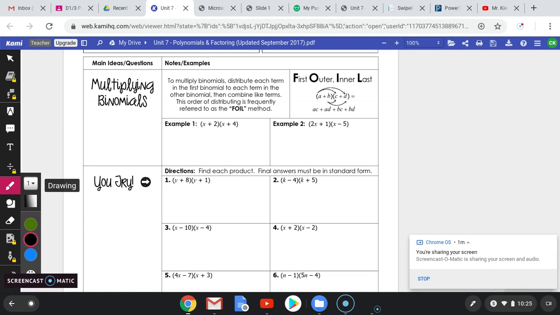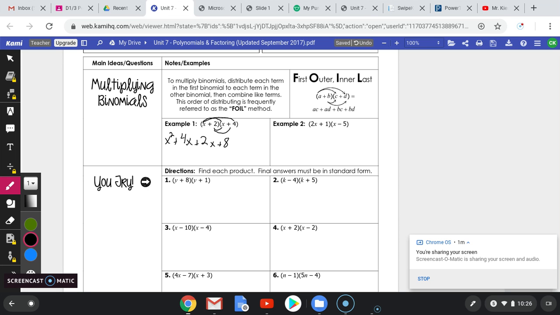So if I look here at example 1, using FOIL, x times x. What is x times x? That would be x squared. Now the O part, the outer terms: x times 4, which is 4x. 2 times x, 2x. 2 times 4, 8. And then at the very end, you want to combine like terms in order to get it into standard form and to simplify it.